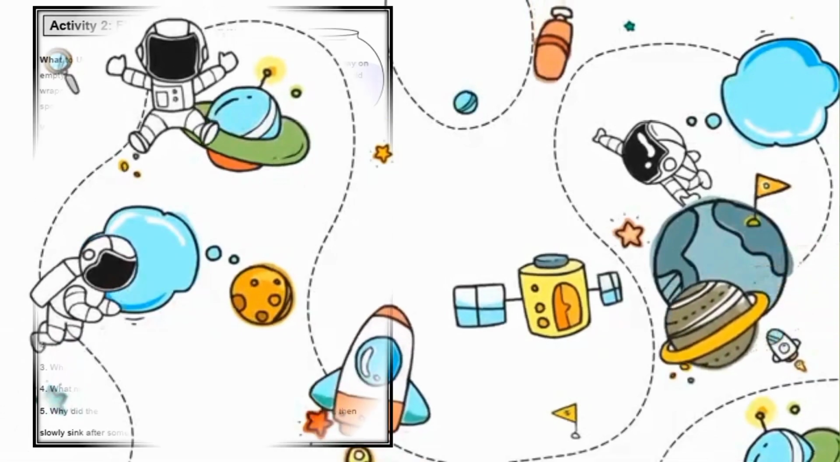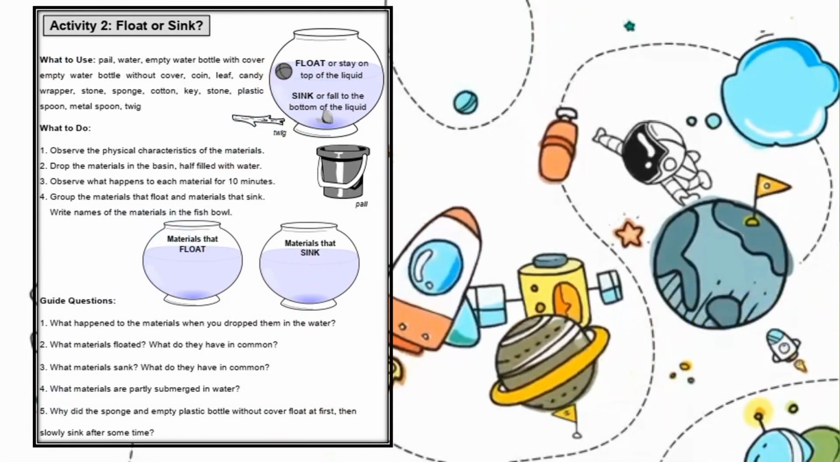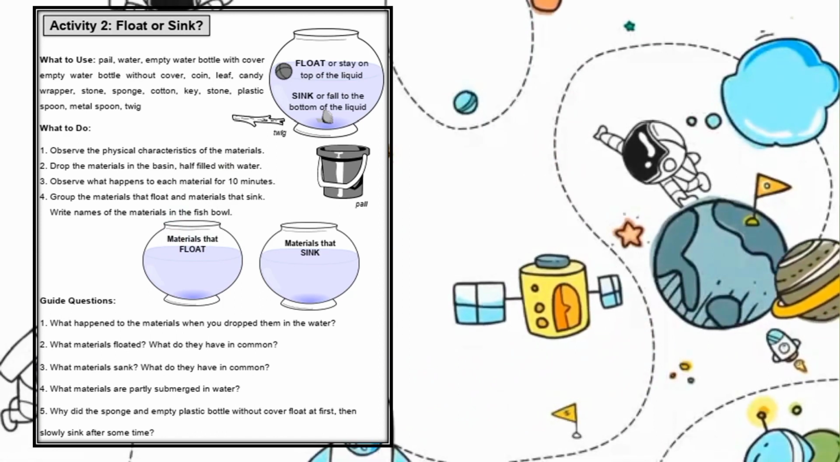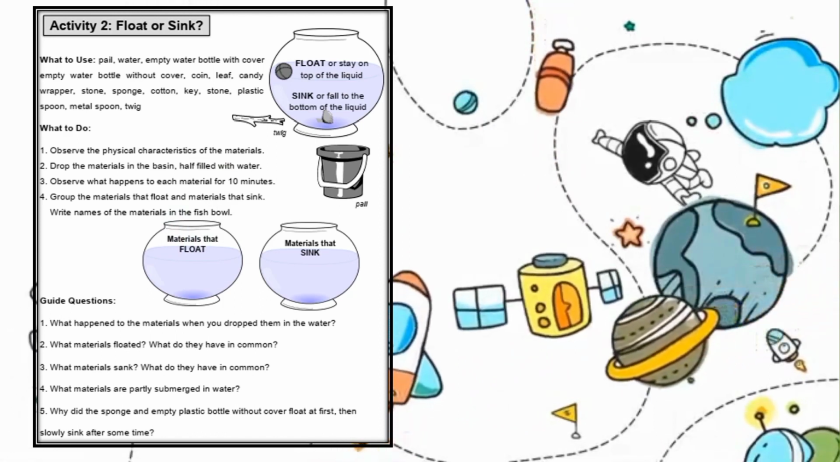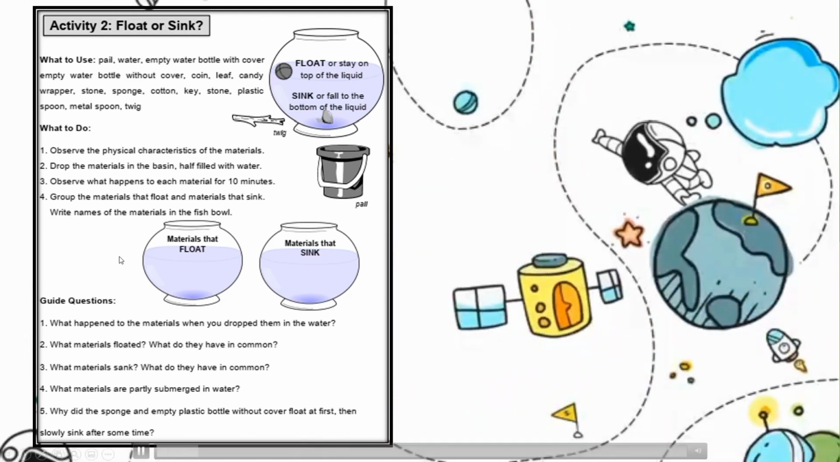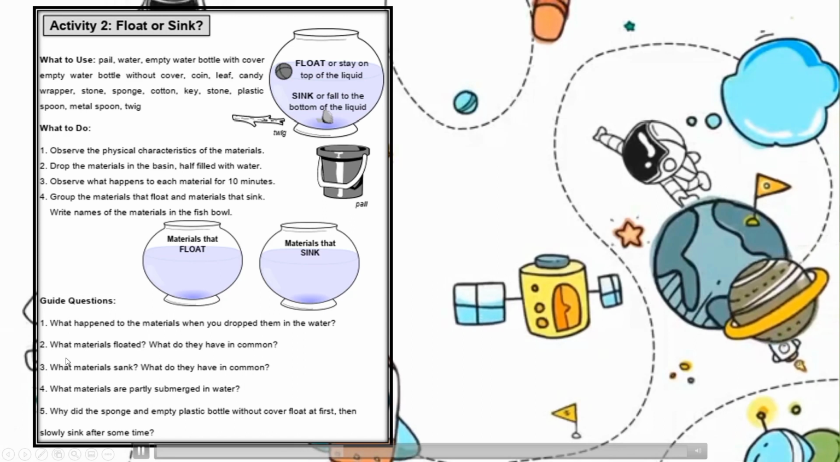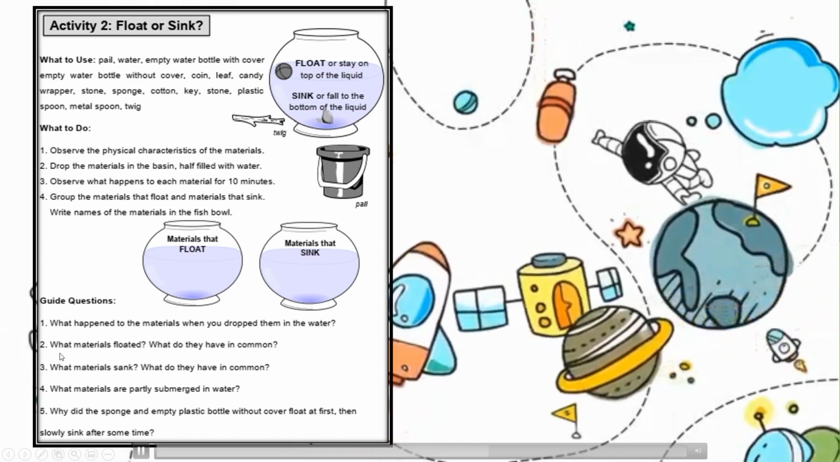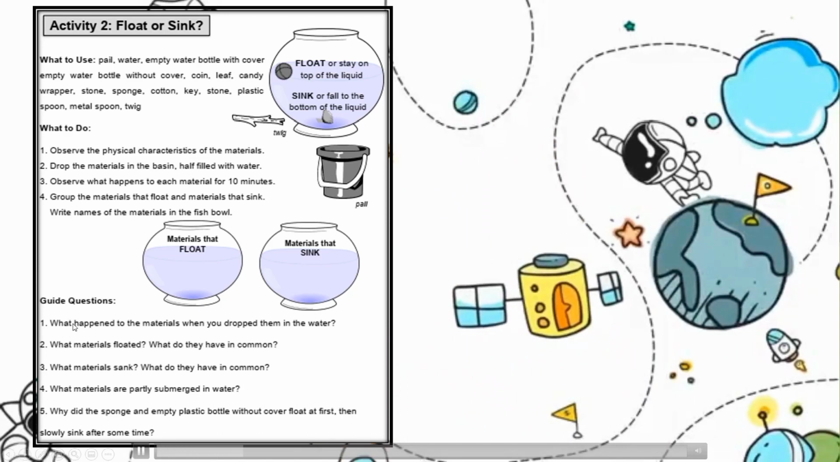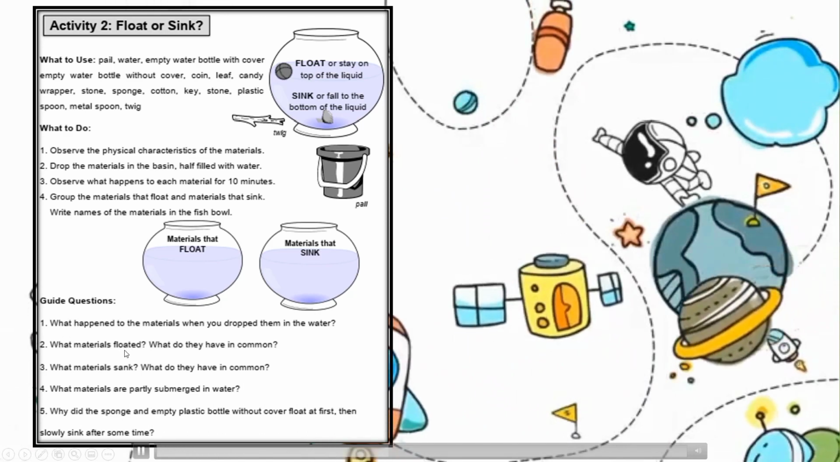On page 5, you will see the Activity 2, entitled Float or Sink. You need to prepare the following materials. Follow the directions and answer the following questions on the space provided in your module. If in case the space provided is not enough for your answer, you can use a separate sheet of paper.